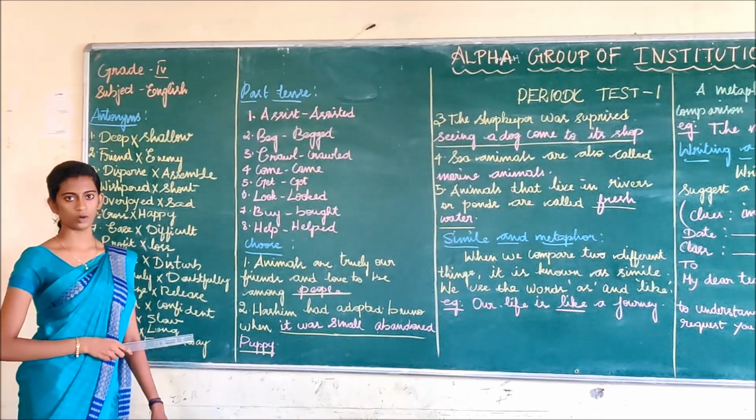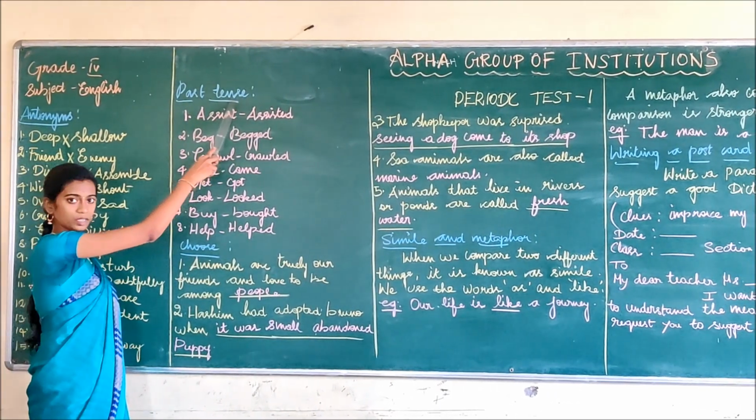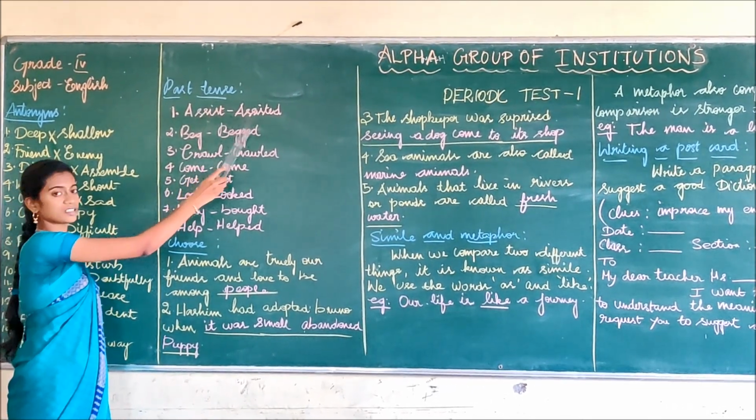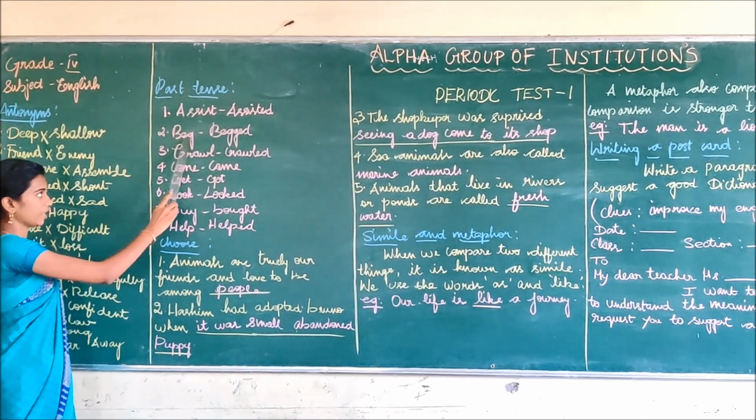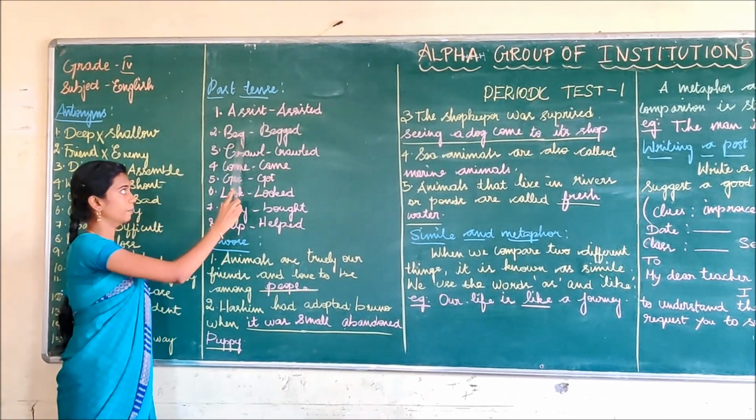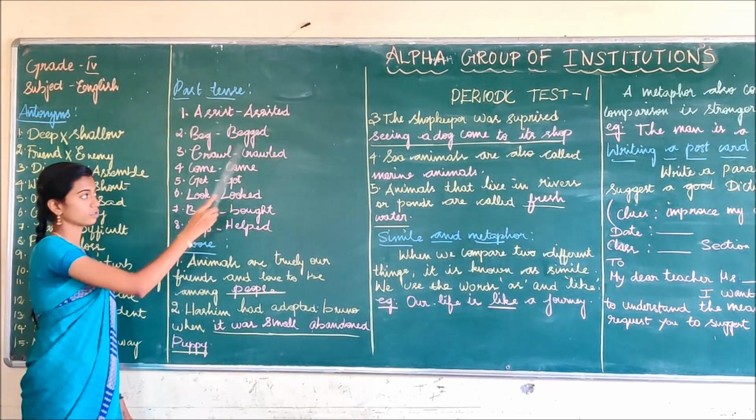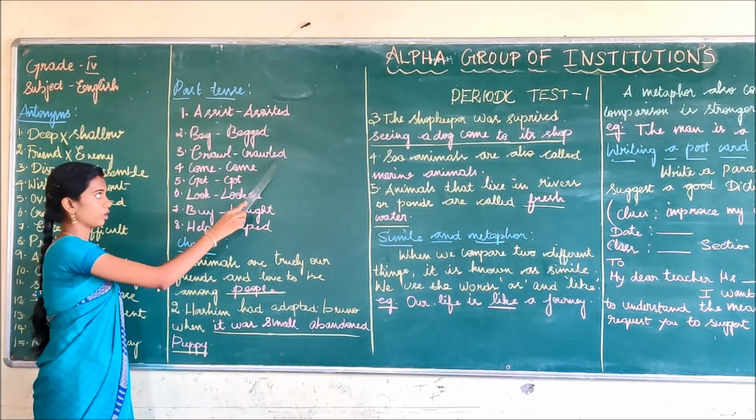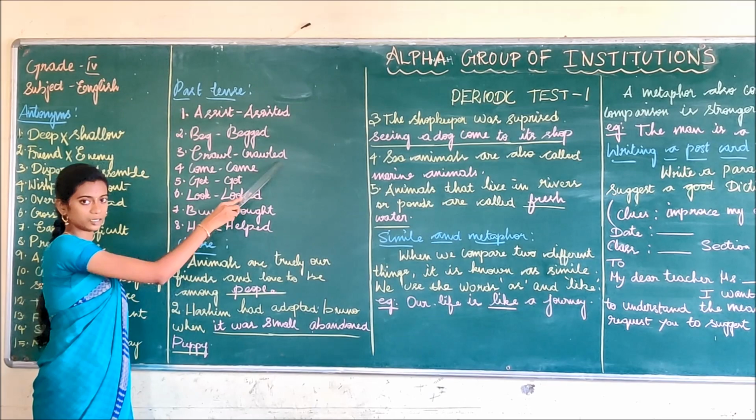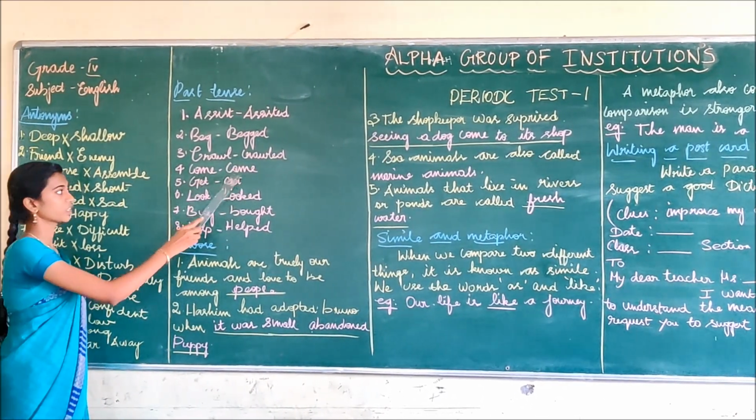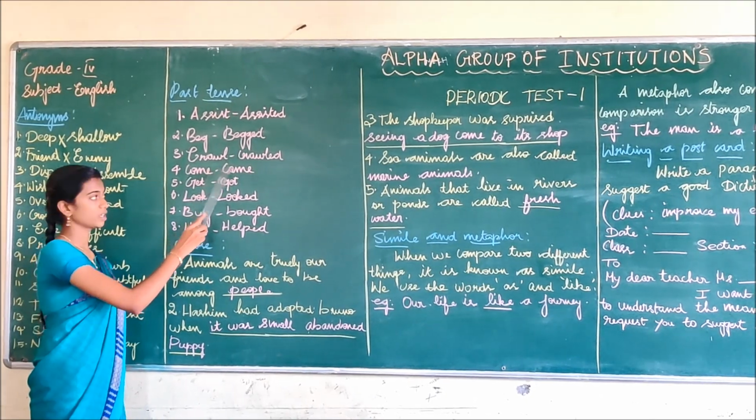Okay, next we are going to study past tense. Assist, assisted. Beg, begged. Crawl, crawled. So you have to add ed at last. Come, came.